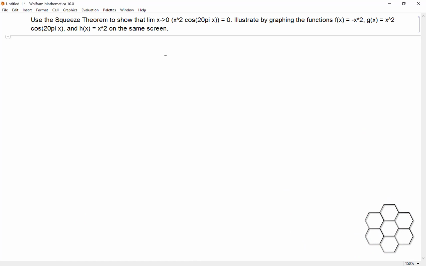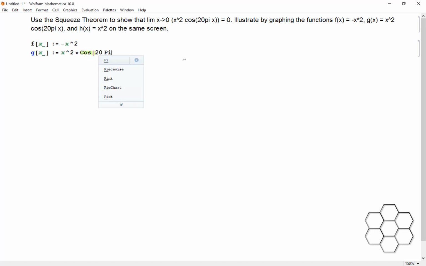Alright, so here's what we're going to do. We're going to define my three functions. So I have negative x squared, g of x is this weird one, x squared cosine 20 pi x, and you need to be careful about how you plug this in. Remember that Cos and Pi are both capitalized, and then h of x is going to be x squared. So I define those three things.